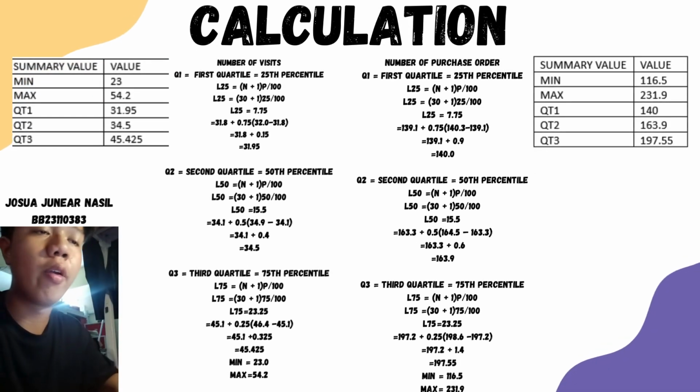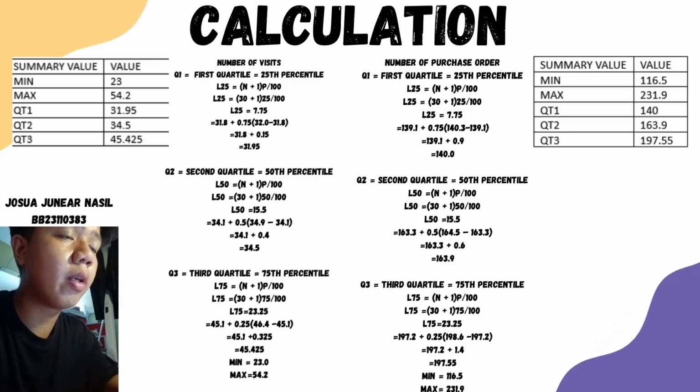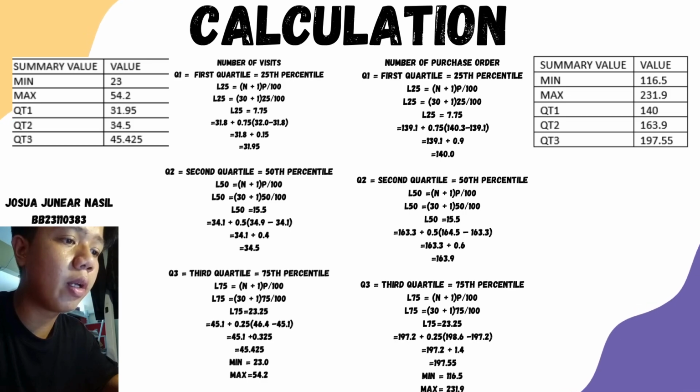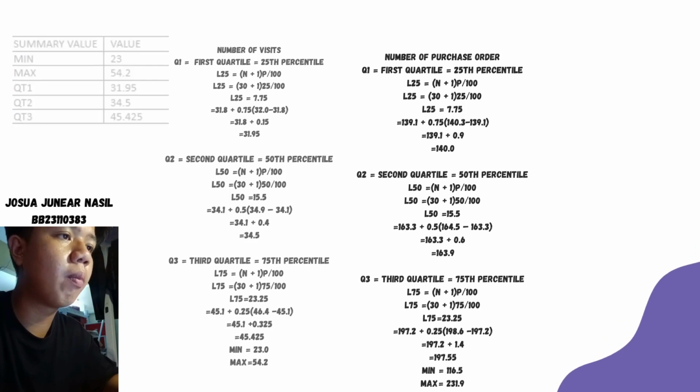What is the five-number summary for this data? It is minimum, maximum, quartile 1, quartile 2, and quartile 3. On the left side of the calculation, you can see the number of visits. You can see all the calculations for the first quartile, second quartile, and third quartile, and on the bottom of the calculation, the values for the minimum and maximum. The same thing happens for the number of purchase orders on the right. You can also see all the calculations as for the number of visits.